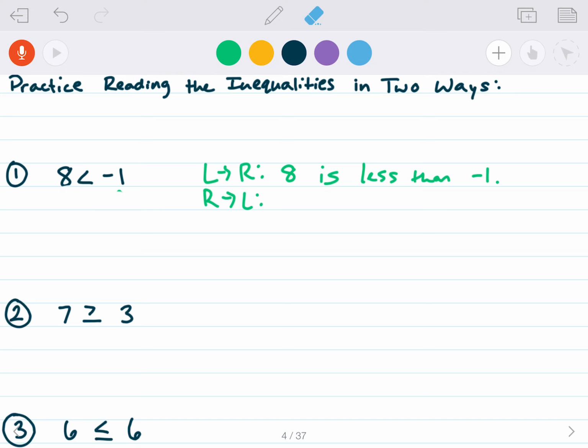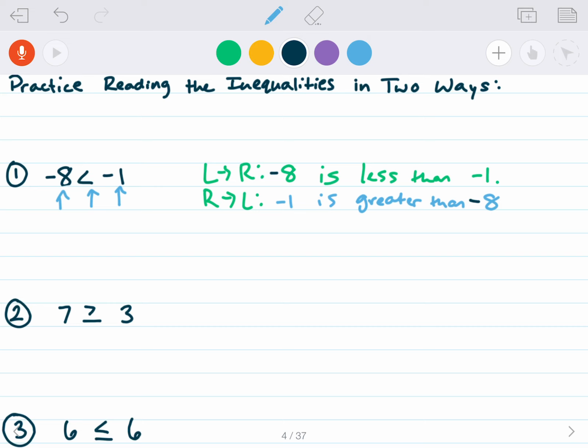Now if we go from right to left, we start at the rightmost number, which is -1, and we say -1 is, we run into an open mouth, greater than, and then the last number. So that's reading from right to left. These two things mean the same thing. -1 is, well, actually this is an untrue inequality. How about we add that -8 to make it true? Let's make it a -8 instead.